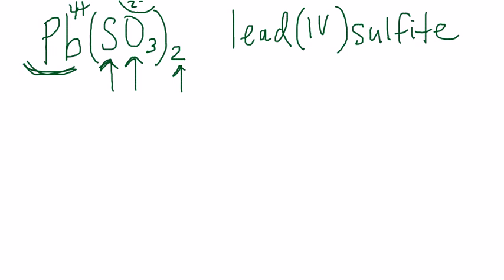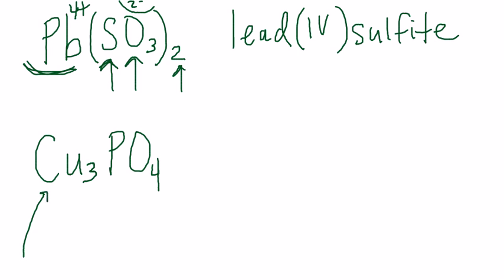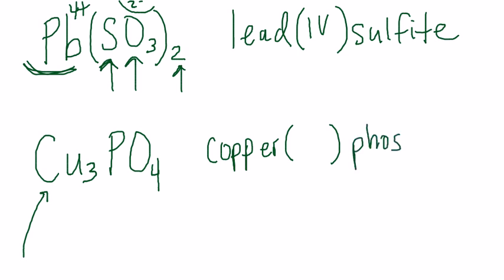Let's try another. When I see this compound, Cu3PO4, I notice that it's ionic, it's made of metal and nonmetal, but that the copper, the Cu, is not in group 1 or 2. So when I name this, the copper is going to have its charge specified in Roman numerals afterwards. And when I look up PO4, that's phosphate.